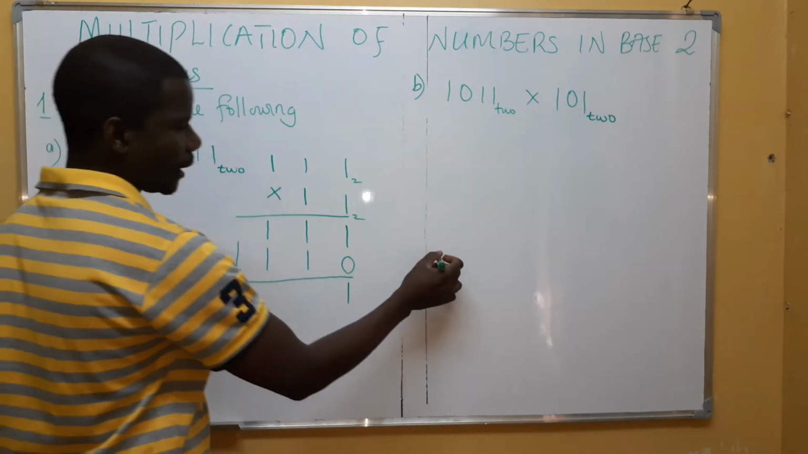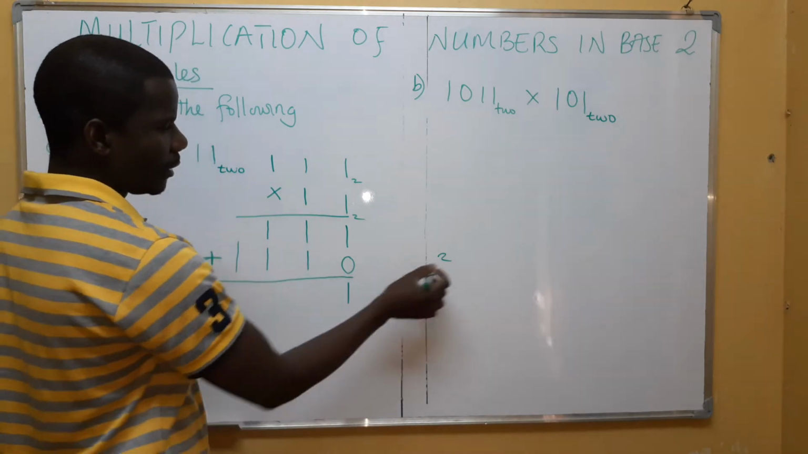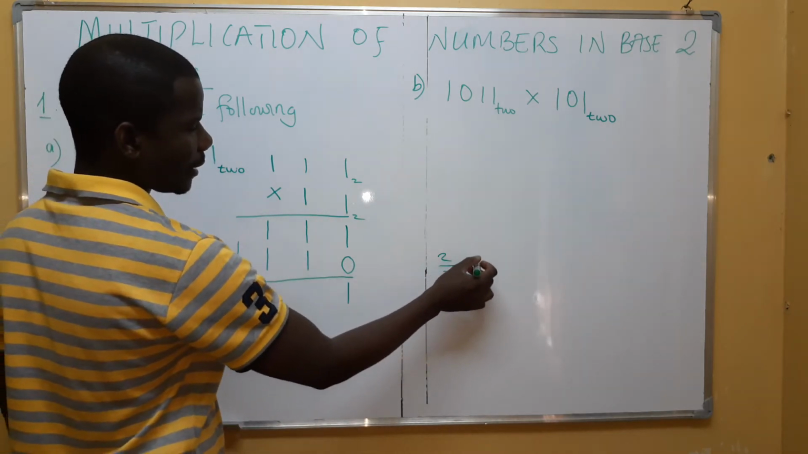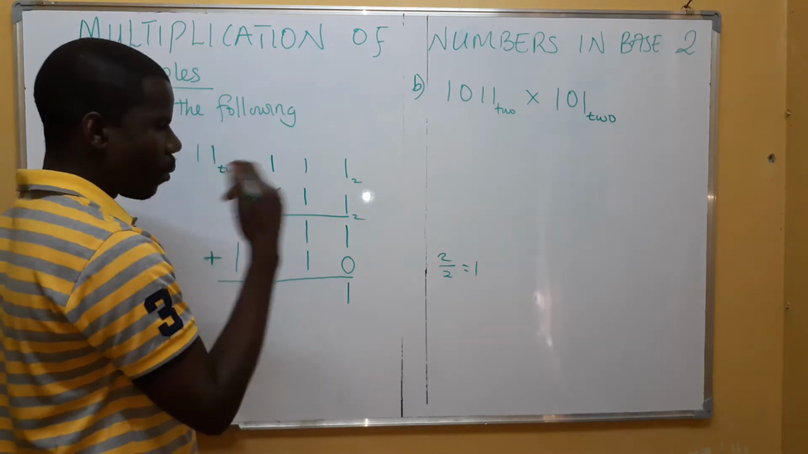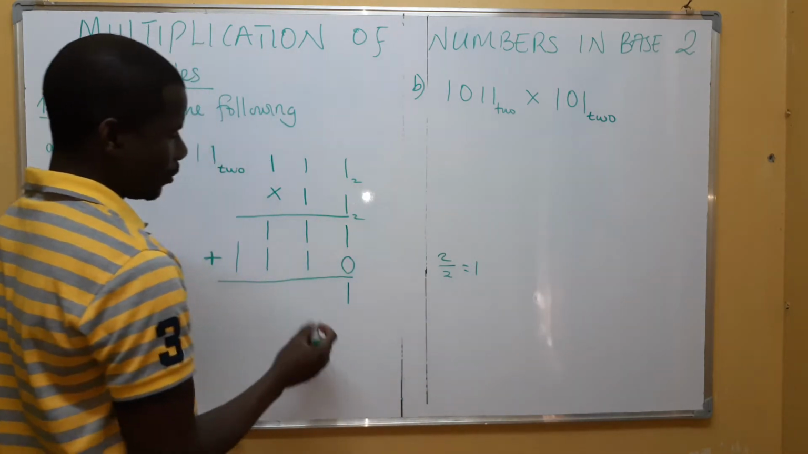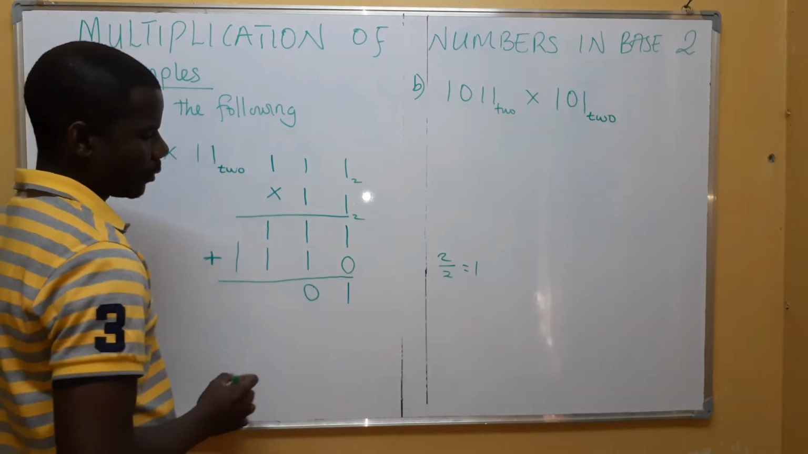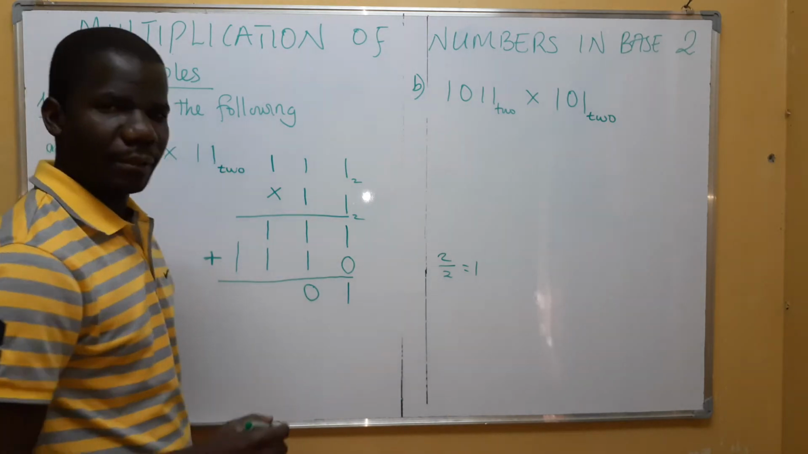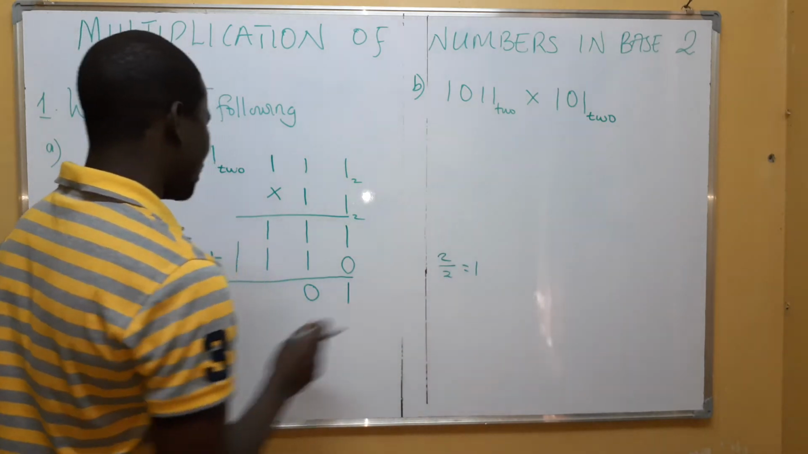When we add this, what do we get? We get 2. And this 2, we need to divide it by 2. What do we get? We get 1 remainder 0. So we're going to write the remainder 0 here. Then we have our 1 there.